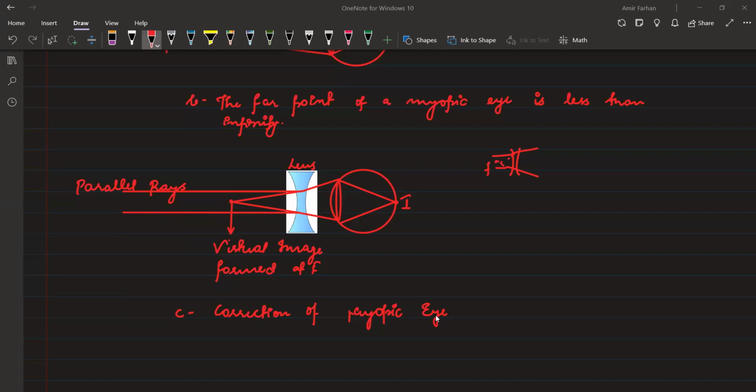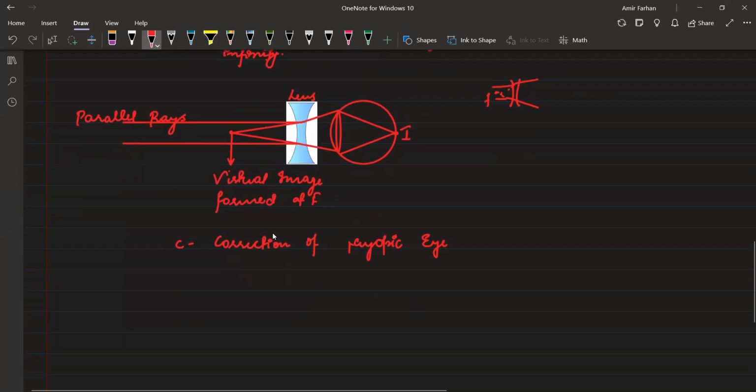So the purpose to use the concave lens is to reduce the converging power, because we have introduced a diverging power. So the converging power will reduce, yes or no? To reduce the converging power, we have introduced the concave lens. The purpose to introduce the concave lens is to reduce the converging power of the human eye. Clear? I'm writing it here.